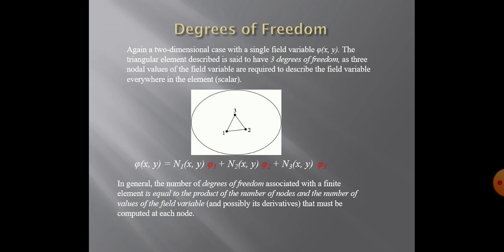In general, the number of degrees of freedom associated with the finite element is equal to the product of the number of nodes and the number of values of field variable that must be computed at each node. So degree of freedom can be determined by multiplication of number of nodes and number of values of field variable. In this diagram there are 3 nodes and 2 field variables. So degree of freedom will be 6.